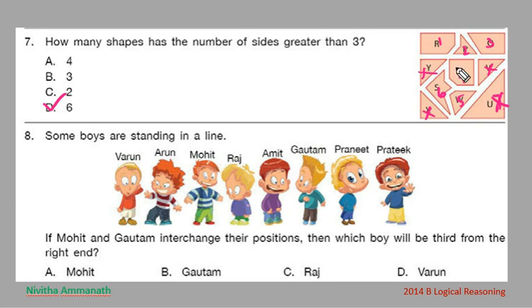If we take the triangle, it is 3 sides. So greater than 3 sides is the other ones. So 6 is the correct option.